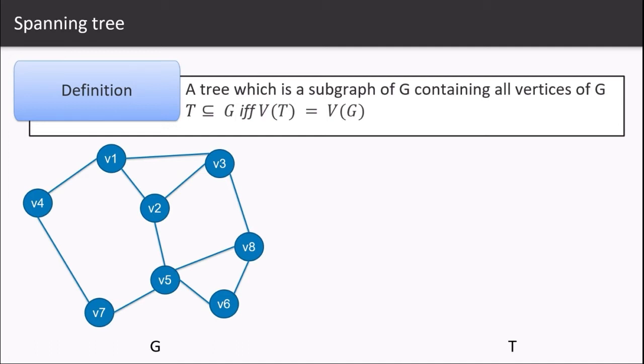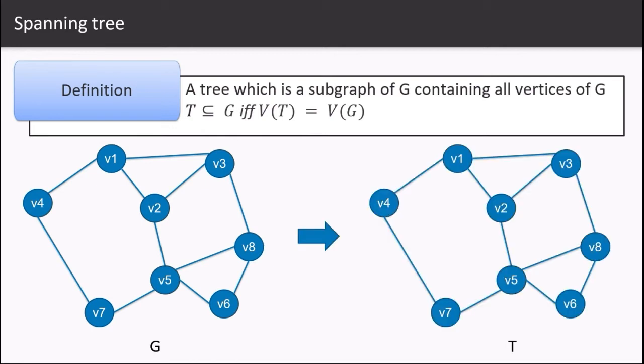A spanning tree is a tree which is a subgraph of G containing all the vertices of G. More formally, it can be written as T, which is a subset of graph G if and only if all of the vertices of the spanning tree is equal to all of the vertices in the original graph G. So on the right, we have the graph G. In order to make the spanning tree of this graph, we make it simple and remove all the multiple edges and loops. We will end up like this, which has all of the vertices of the original graph G.